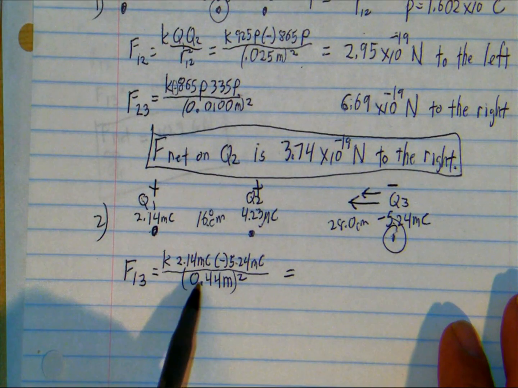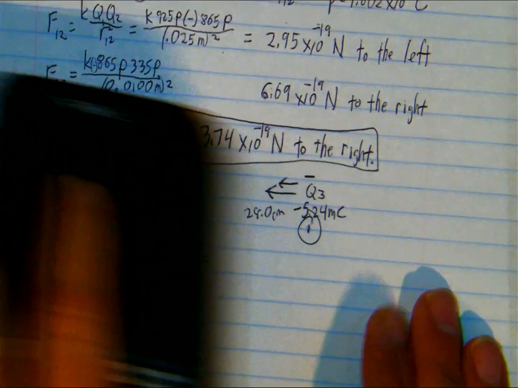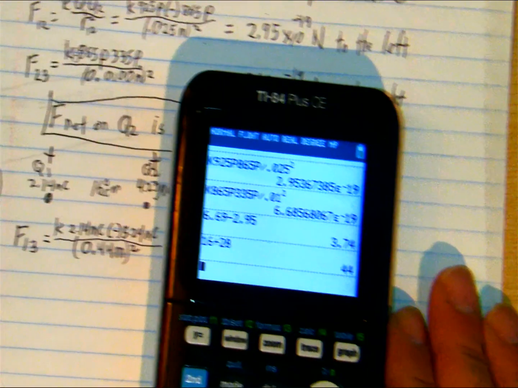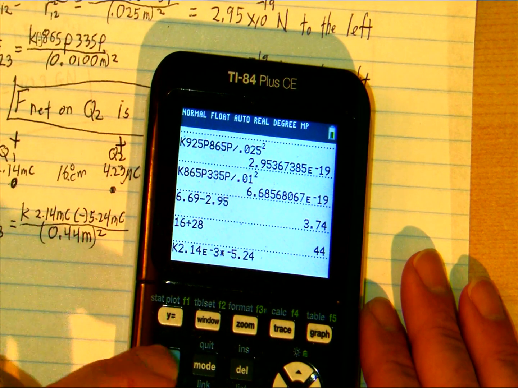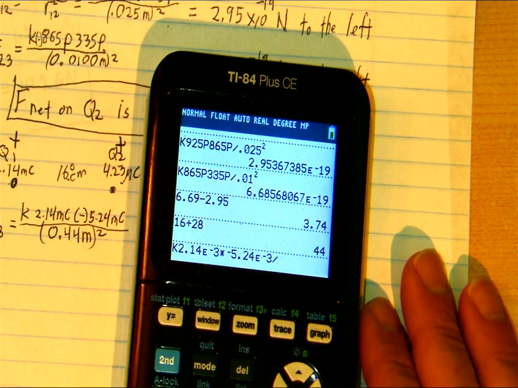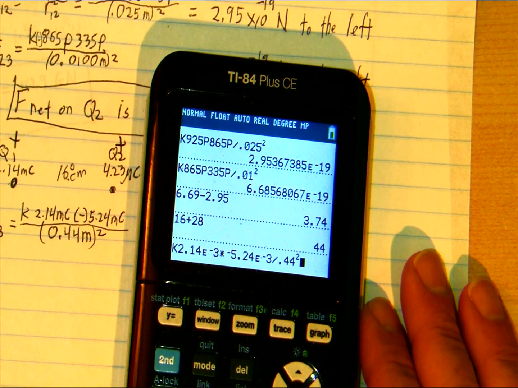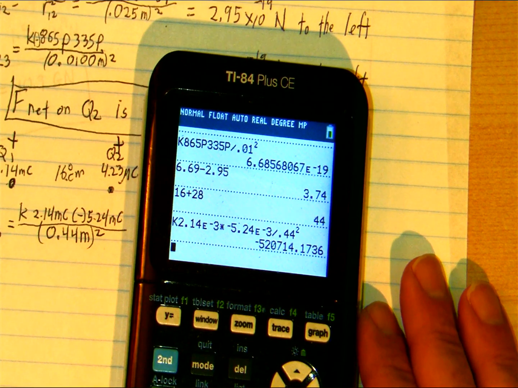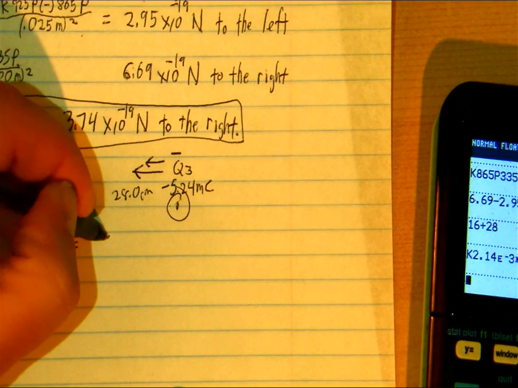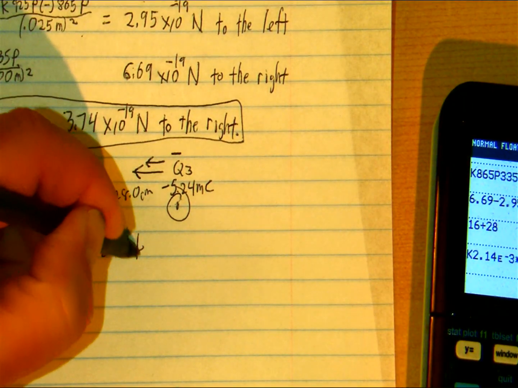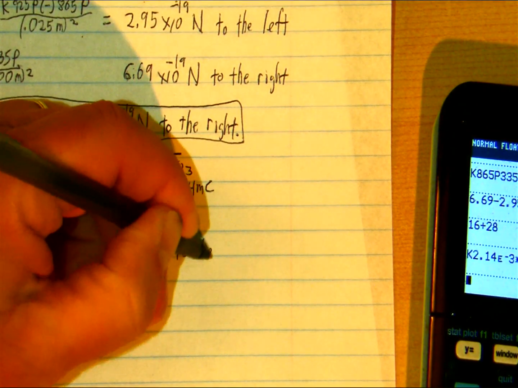Milli, of course, means times 10 to the negative 3. So on my calculator, I would type in alpha K, 2.14 times 10 to the negative 3 times, yes, I should put in the minus key to keep you happy, 5.24 times 10 to the negative third power divided by 0.44 meters squared, enter, and it says I have an attractive force of 521 kilonewtons. So 521 kilonewtons to the left.